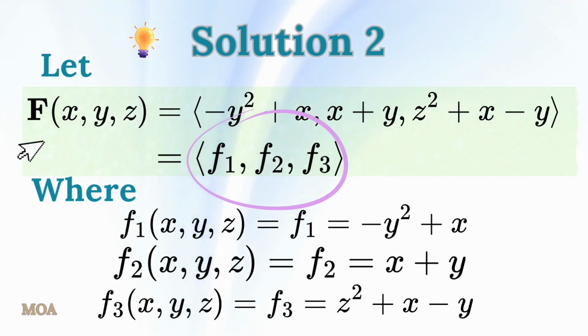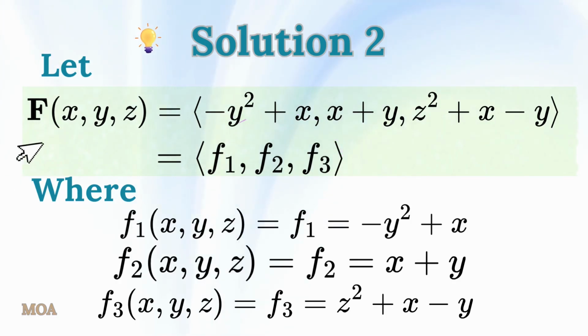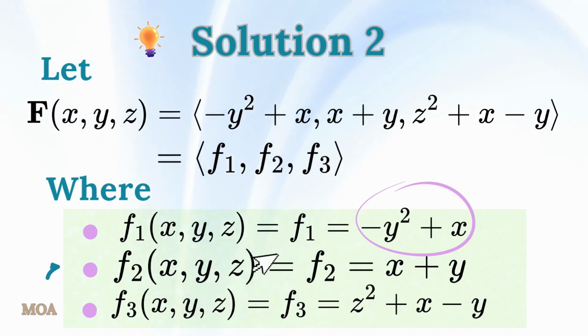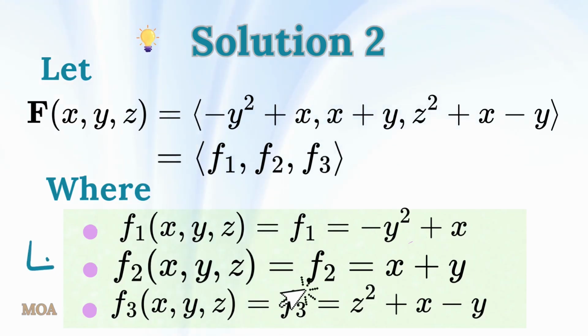Good! To solve this second problem, first the vector field of this fluid flow can be rewritten as F(x, y, z) = ⟨−y² + x, x + y, z² + x − y⟩, which can also be expressed as the vector field ⟨f₁, f₂, f₃⟩, where f₁ equals −y² + x, f₂ equals x + y, and f₃ equals z² + x − y.